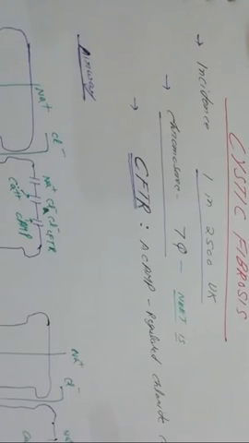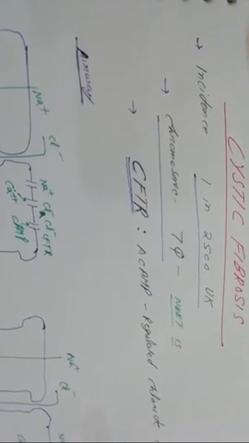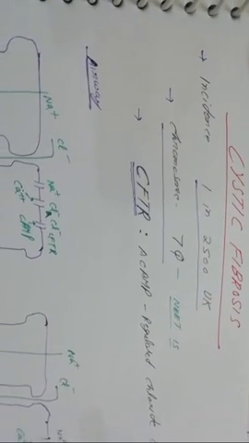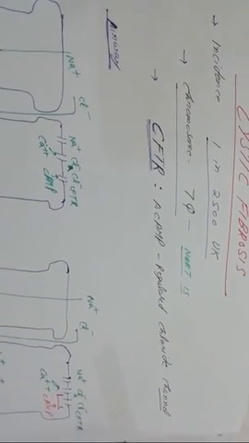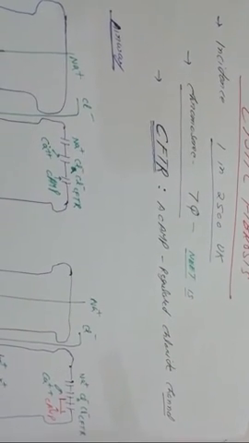It's written that incidence is 1 in 2500 in the UK, chromosome 7q, and you have CFTR, that is, cAMP-regulated chloride channel, all this is given. So let us understand this, guys. Let us understand first the pathophysiology, what's happening here.